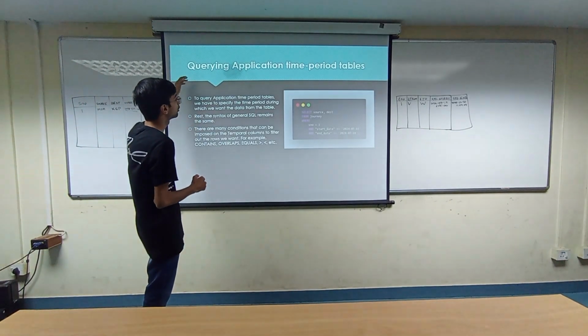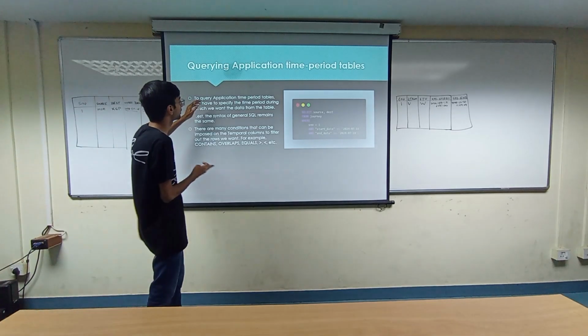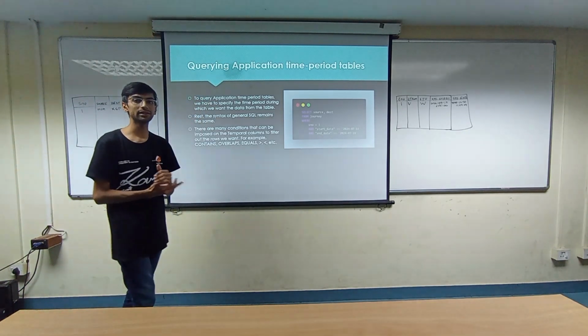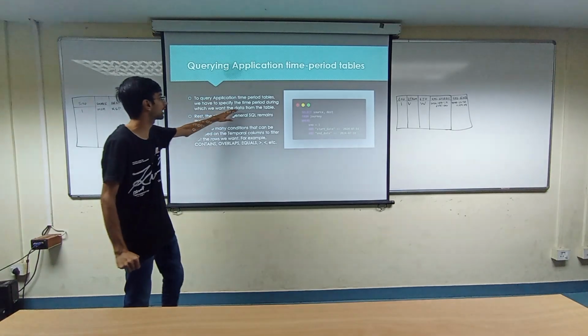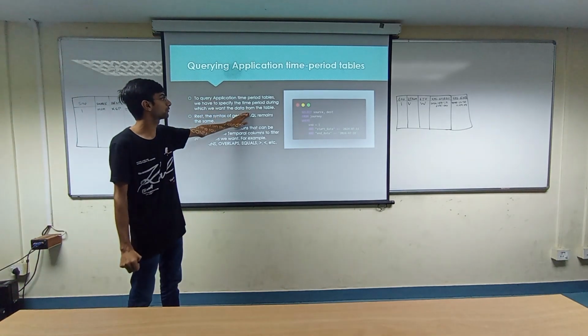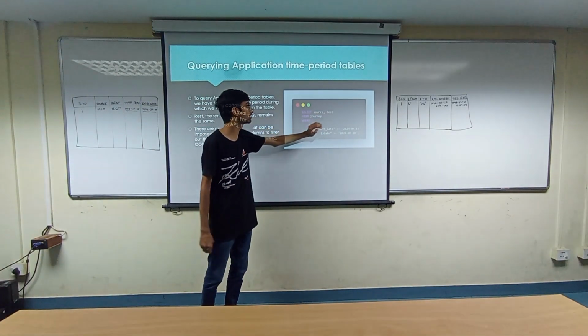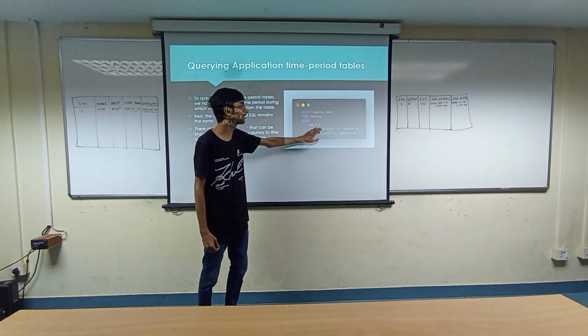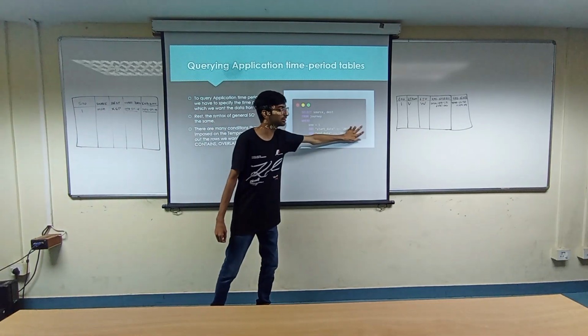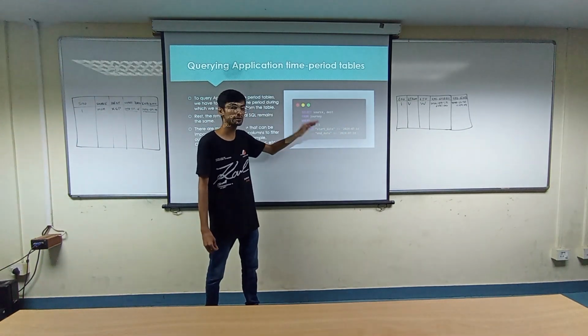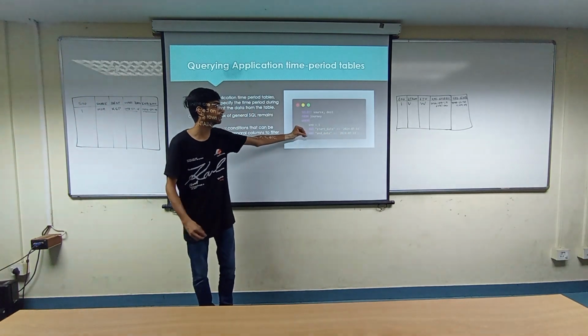So now let's see how we can query application time period tables. To query these tables, we have to specify the time period during which we want the data from the table. Rest the syntax remains the same. So we can see that select source and destination from journey where serial number is 1, and we have to additionally mention the start and the end date so that we get the correct data for which we want the data.